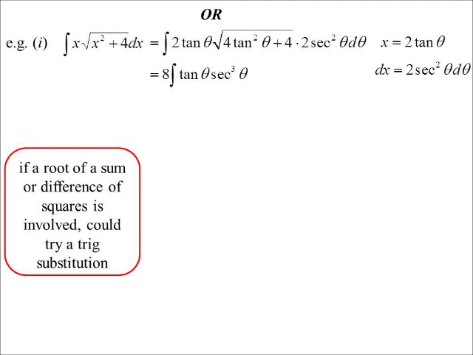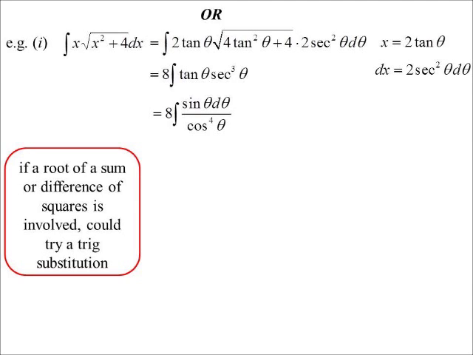Now, I didn't necessarily say this was going to be an easier way of doing this question. I'm just saying this is an alternative way, because now I've got this problem of tan theta sec cubed. I'm going to change everything to sines and cosines, because look what happens. Tan becomes sine on cos. Sec cubed becomes 1 on cos cubed. So I end up with sine theta on cos to the power of 4. I've now got something I can integrate.